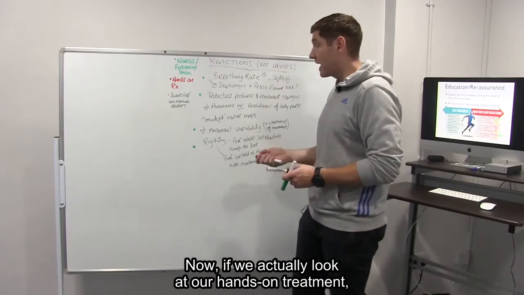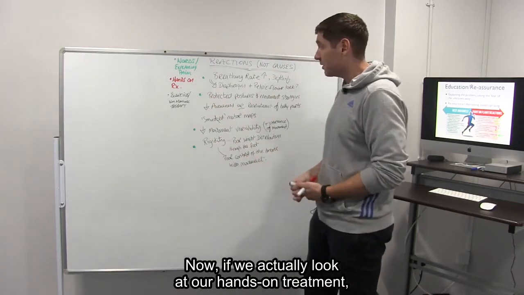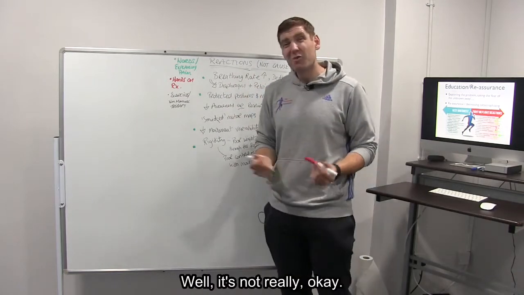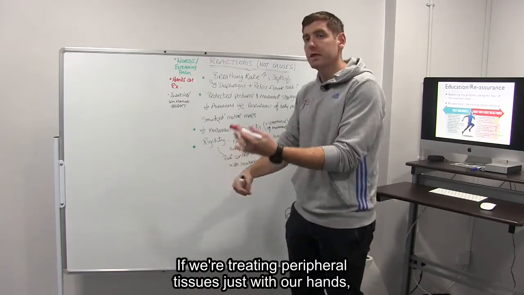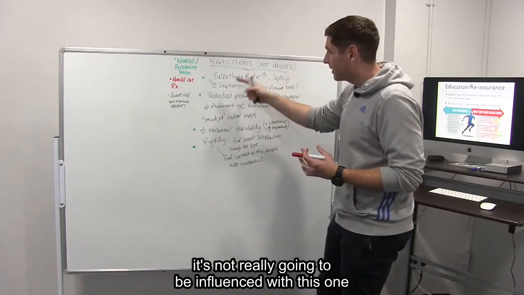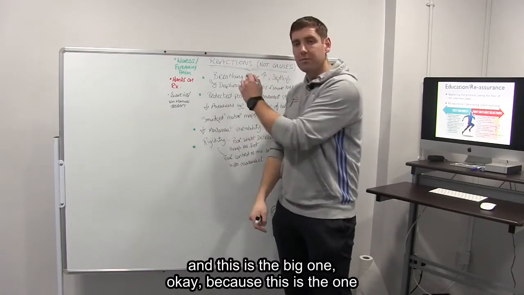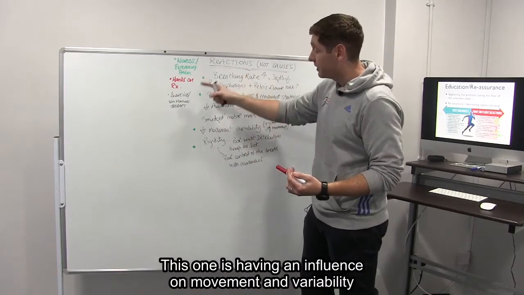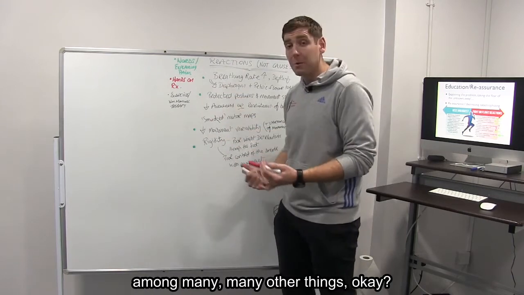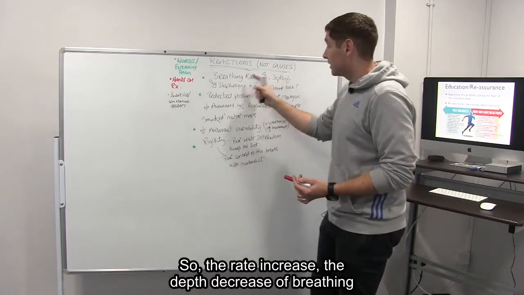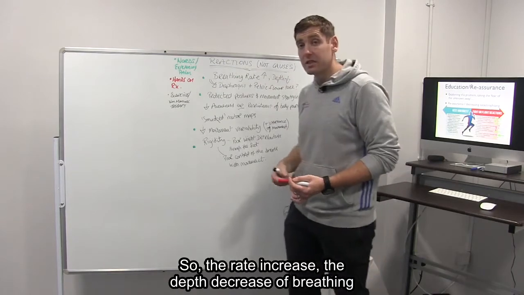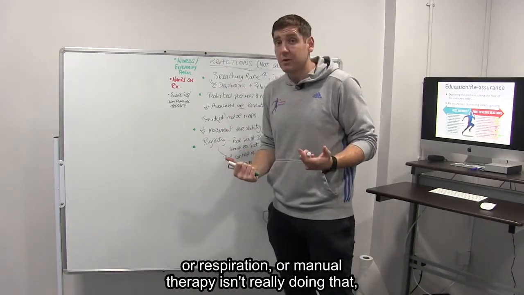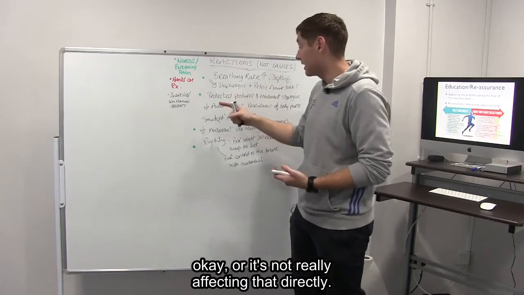Now, if we actually look at our hands-on treatment, is it affecting the breathing rate and breathing depth? Well, it's not really. If we're treating peripheral tissues just with our hands, it's not really going to influence this one. And this is the big one, because this is the one that you're doing 20,000 times a day. This one has an influence on movement variability among many, many other things. So the rate increase and depth decrease of breathing, manual therapy isn't really doing that, or it's not affecting that directly.